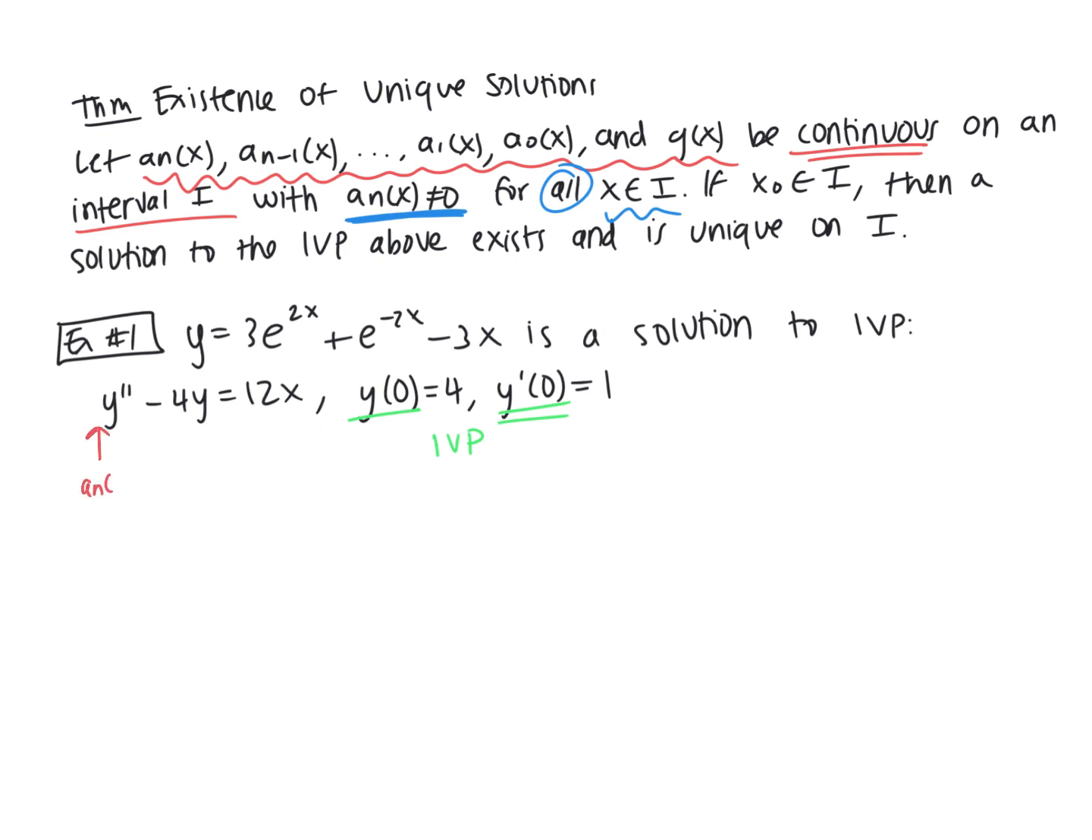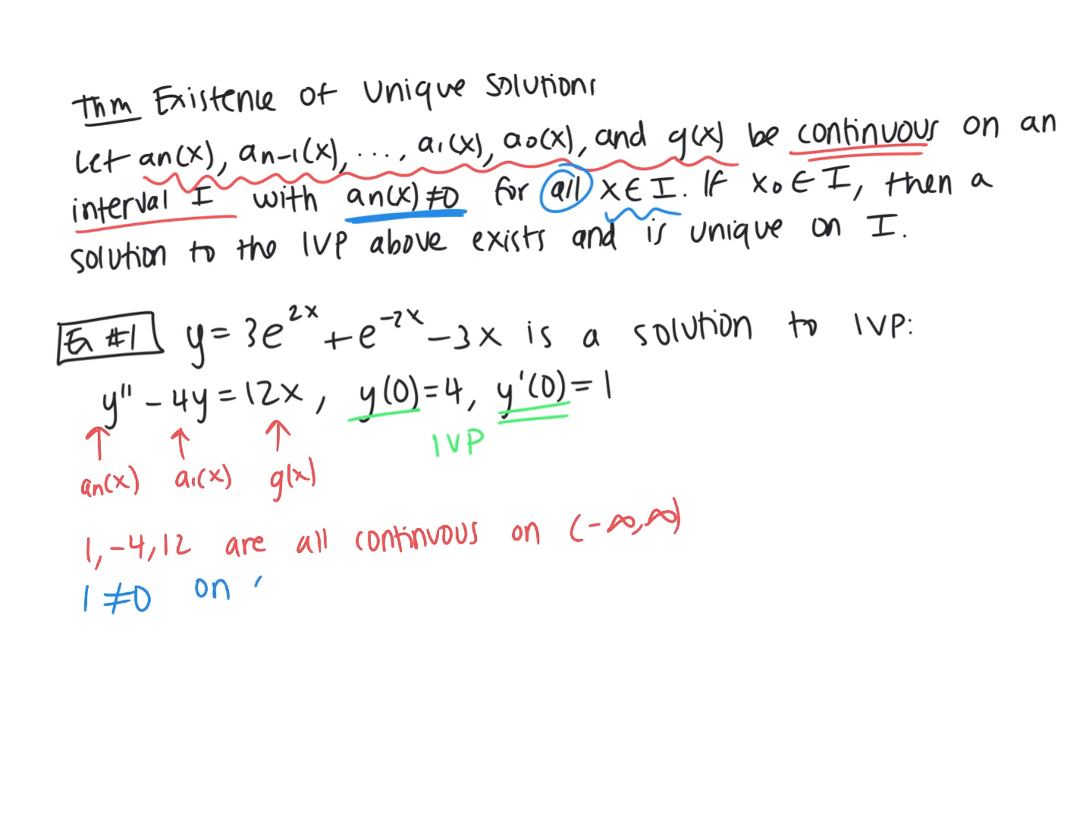This is a_n(x), or a_2(x). There's our a_1(x), and here is our g(x). So the first thing that we say is that 1, negative 4, and 12x are all continuous on the interval negative infinity to infinity. Then we need to make sure, like in blue, the initial coefficient is not 0 for all x. Well, our initial coefficient is that 1. That 1 is never going to be equal to 0 for all x from negative infinity to positive infinity.